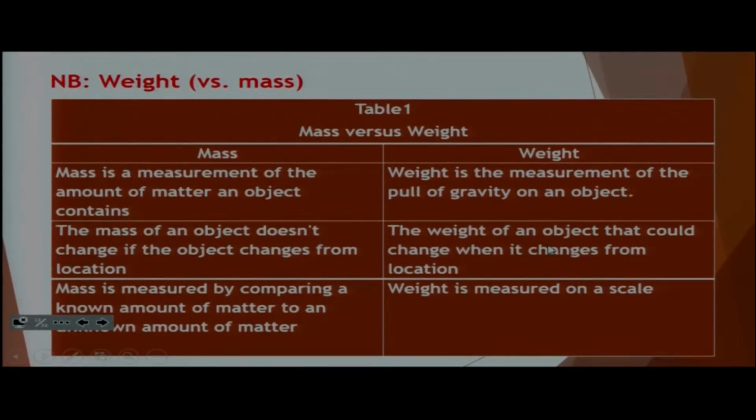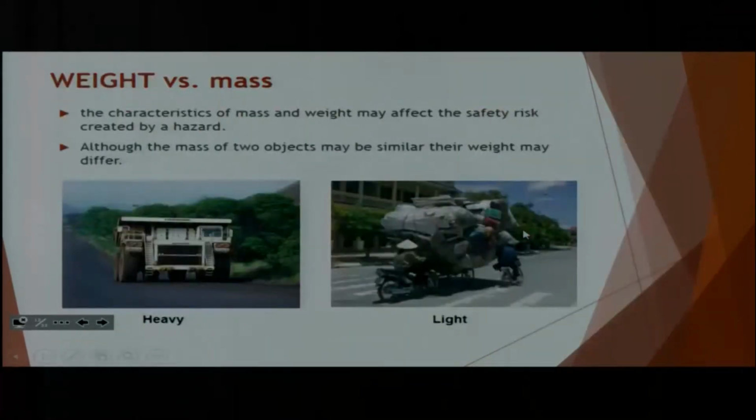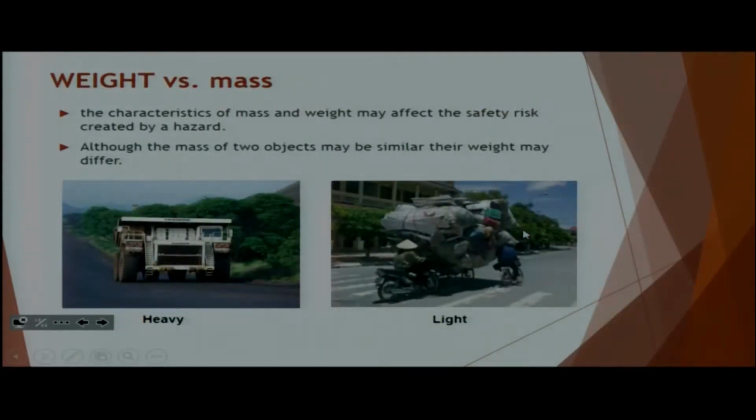Weight, on the other hand, is the measurement of the pull of gravity on an object. Therefore, the weight of an object could change when it moves from one location to another. To determine weight, we can measure it on a scale. A very important table, ladies and gentlemen. Please make sure that you understand it and you can differentiate between weight and mass.